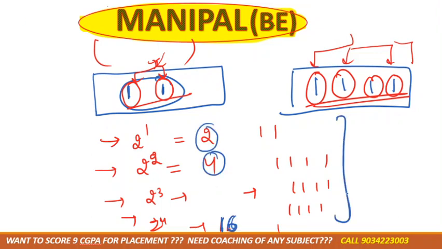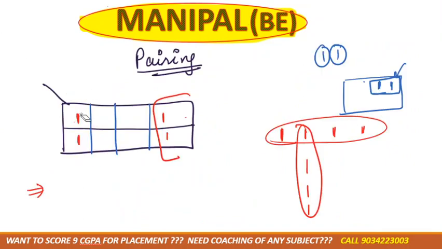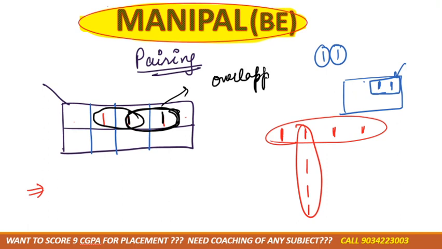Now one more thing, suppose there are 3 ones sitting beside each other like this, 1 1 1. You can't make a pair of 3 ones, but you can make a pair of 2 ones. So these two will become friends. Now you can see that this one is left alone. So in that case overlapping can be possible. Understood?